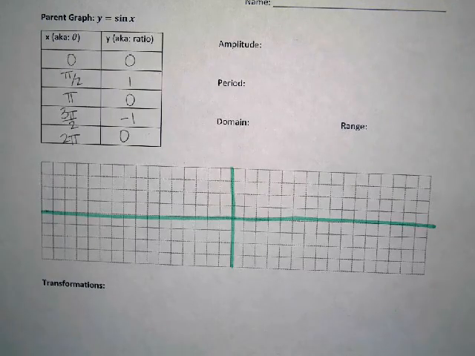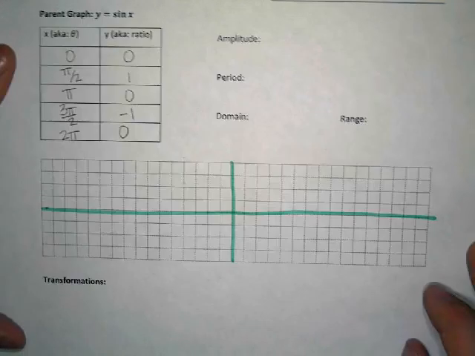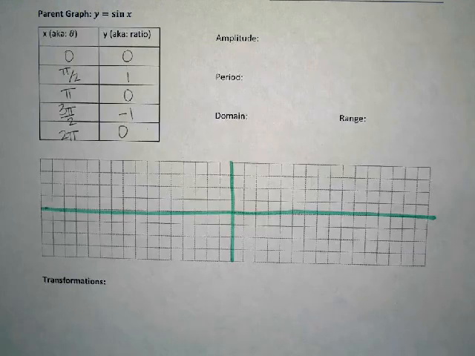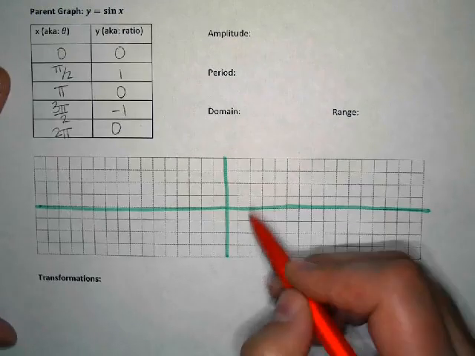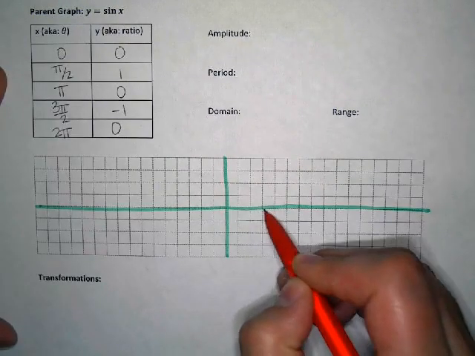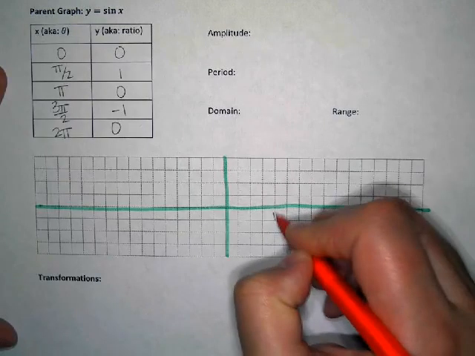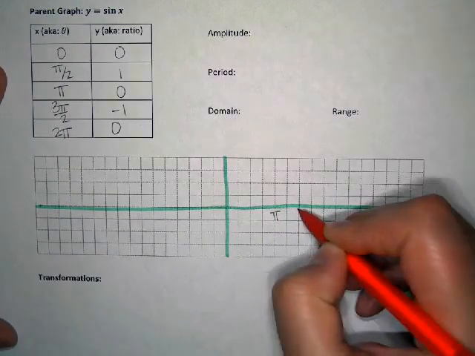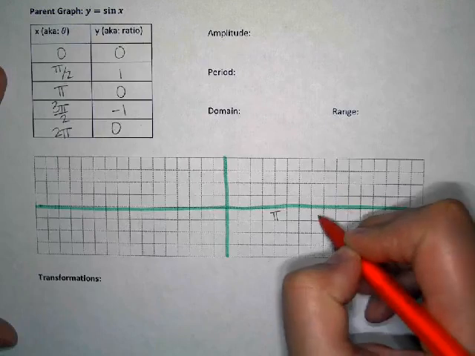You'll see later why I'm doing that. For the first couple problems, it doesn't make a difference, but later on it does. And then what I'm going to do is count 1, 2, 3, 4 boxes and put a pi. 1, 2, 3, 4 boxes and put a 2 pi.